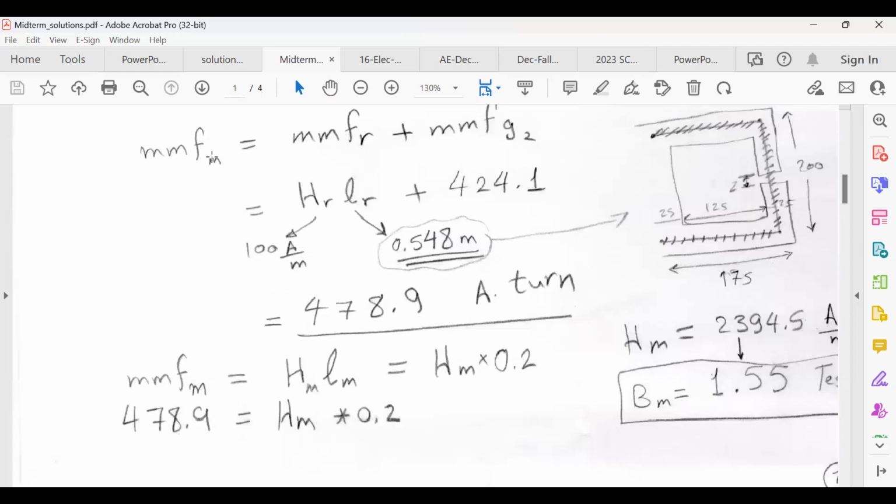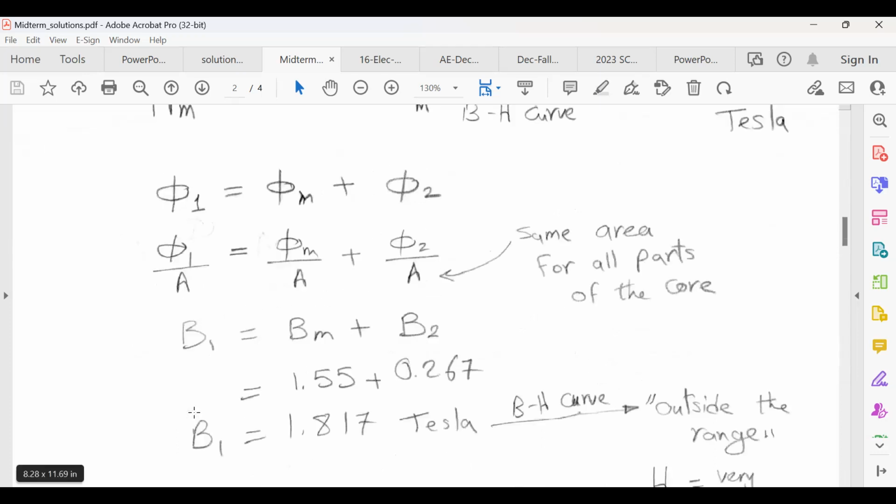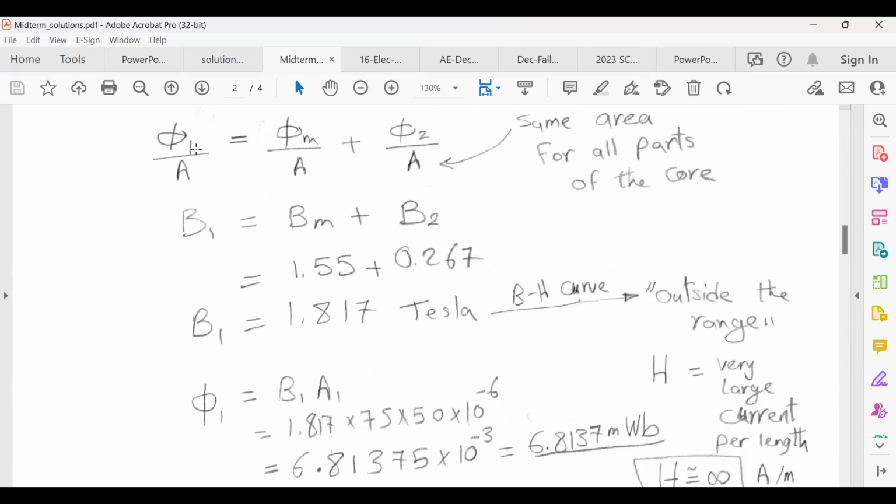Then, after having the MMF of the middle leg, I'm going to get the H_m, and use the B-H curve again to get the flux density at the middle leg. Why do I need the flux density at the middle leg? To get the flux of the middle leg and add it to the original one, or the one given, to get the flux in one. They all have the same area, by the way, so you can use flux density.